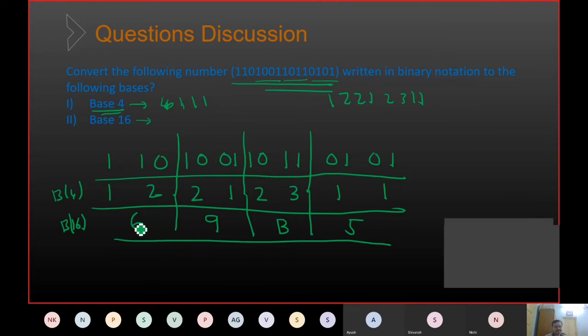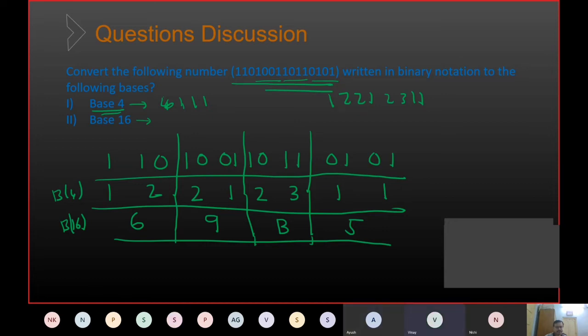Is this clear? How you could have done base 16? Simply 1 into 4 plus 2, that is 6. 2 into 4, 8 plus 1, 9. 2 into 4, 8 plus 3, 11. That is B. 1 into 4 plus 1, that is 5. Okay? I hope this is clear to everybody. Yes.